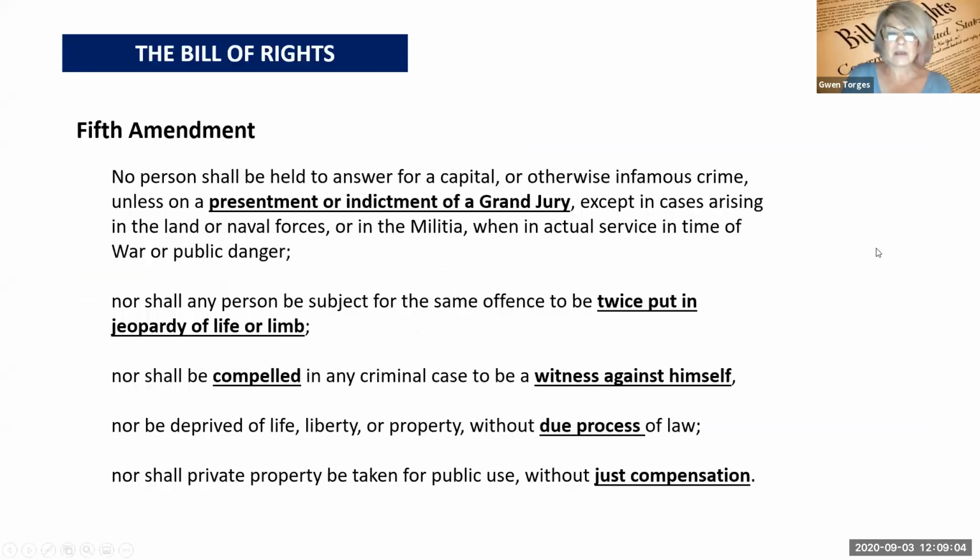Then there's the self-incrimination clause, that you can't be compelled in a criminal case to be a witness against yourself. So that stands for the idea that you don't have to help the government convict you. And it's out of this clause that the idea of invoking the Fifth Amendment, or taking the Fifth, comes, because you can't be coerced to testify against yourself, which means if you don't want to talk to police or you don't want to testify at trial, you don't have to.